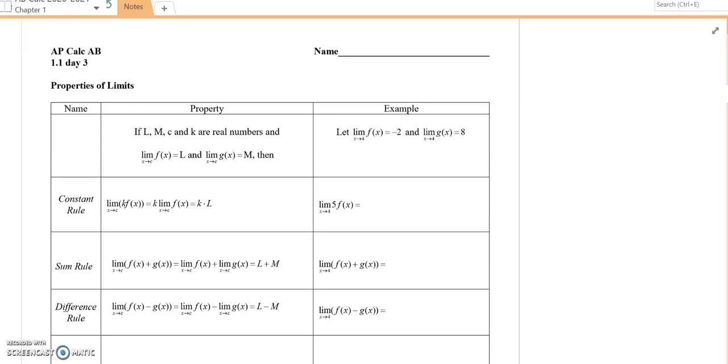Hello, calculus students. This is our last lesson on 1.1, and we're going to be covering the properties of limits, which are beautiful, very straightforward, and some other special cases. So in your note sheet, you should see these properties of limits.